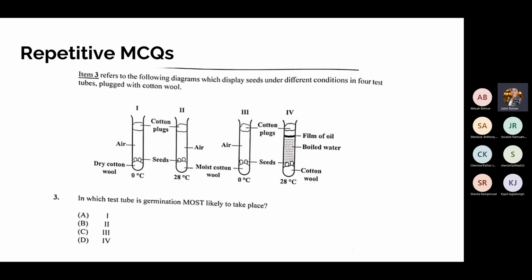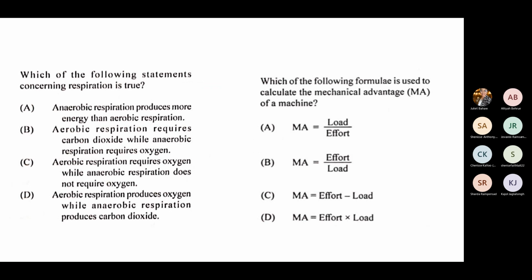B, yes, the reason being it has the optimum temperature of 28, you have air, you have moisture, so you have the conditions necessary for germination. When you look at the others, dry cotton, 0 degrees, boiled water, those are not conditions for germination. All right, next one. Sharda, can you read the question on the left?